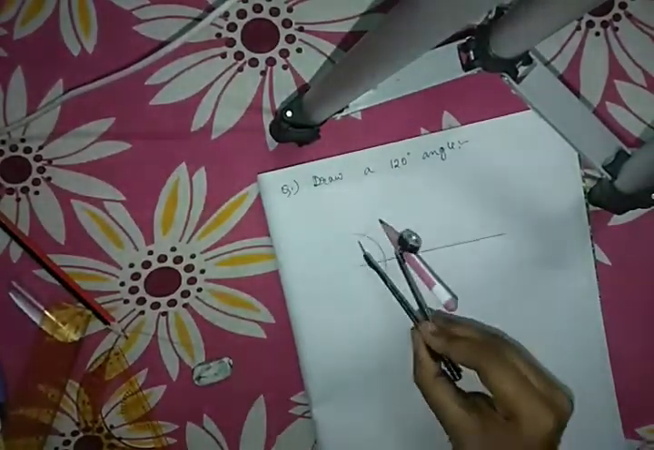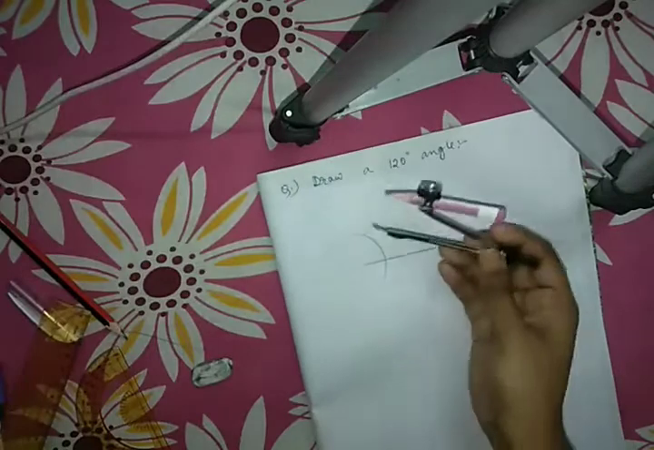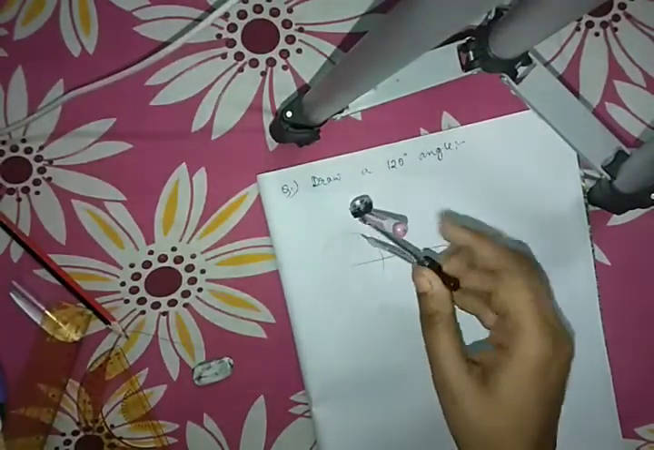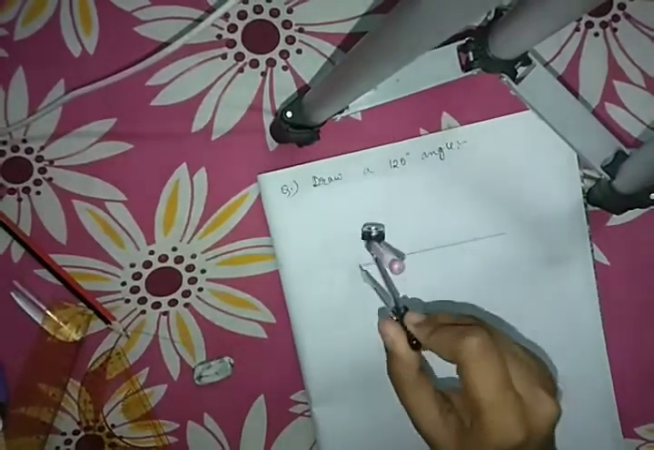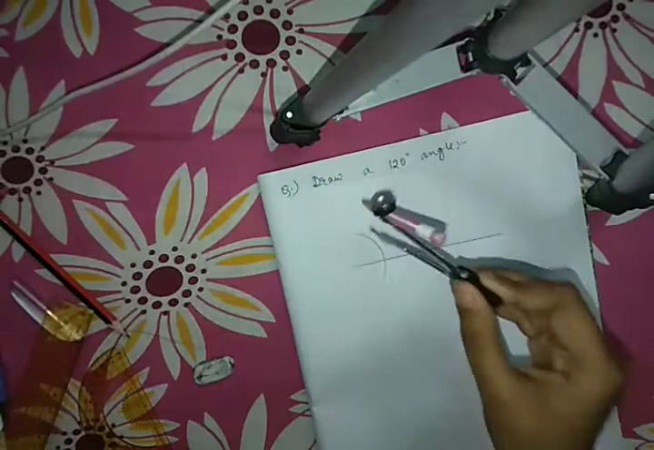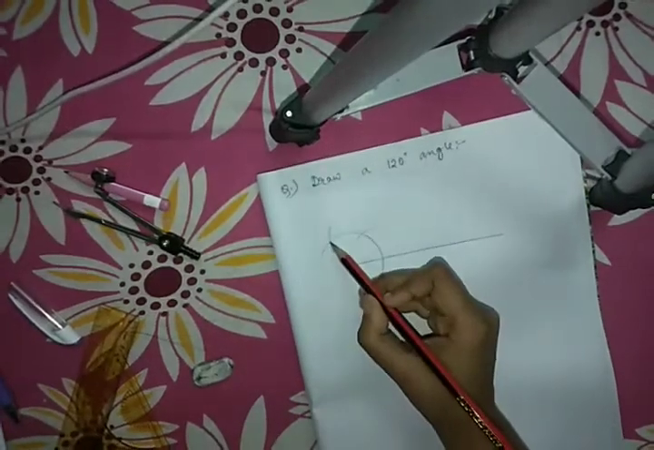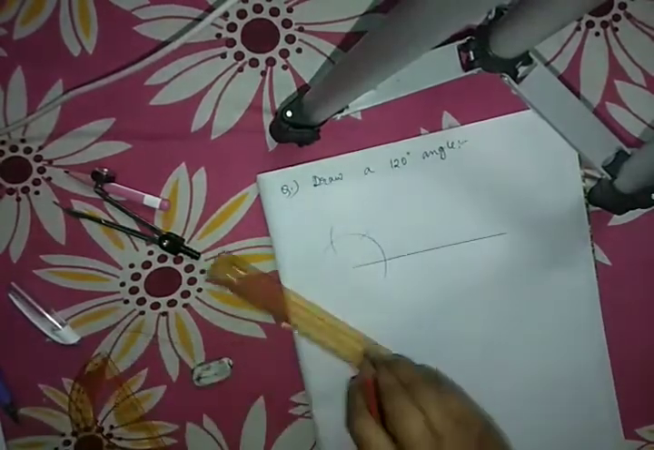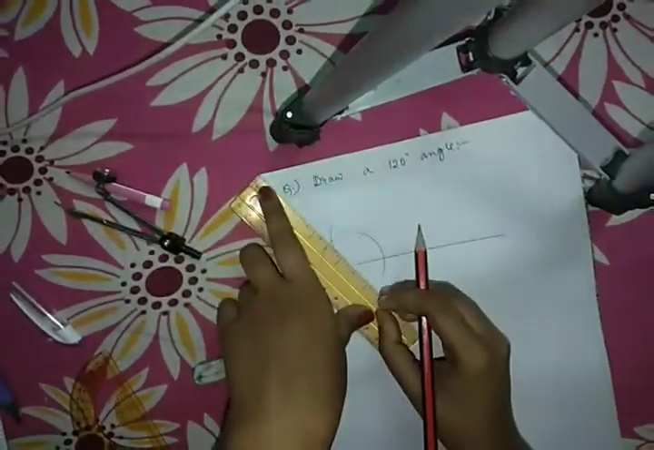Next you can see these two arcs are intersecting in this point. Again put the pointer here in this intersecting point and with the same radius which we have taken here, put the pointer here and draw another arc. Now you can see these arcs are intersecting in this point. This arc and this arc intersecting in this point. So now join these 2 points.